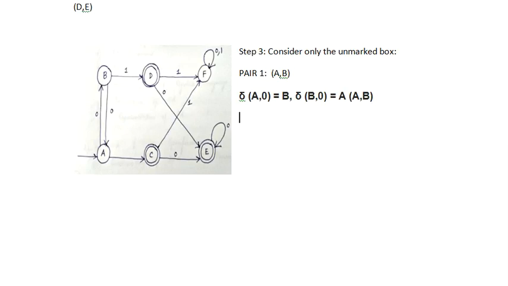Now I will check the same scenario for A on 1. Let me check now. A on 1: on seeing input symbol 1, where is it going? A on 1 is going to C. I have skipped this earlier. So A on seeing 1 is going to C. Similarly, B on seeing 1, where is it going? B on seeing 1 is going to D.